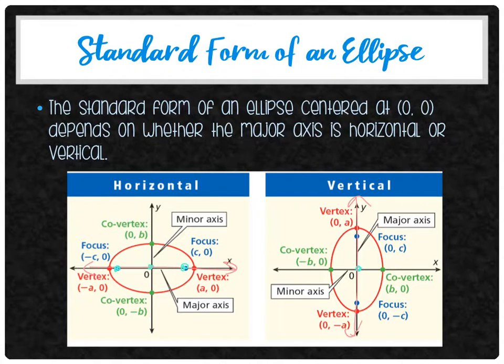And notice that on the vertical one, the foci are now here. These are called your vertex or vertices, and these are your co-vertices. So the foci are always going to be on the major axis? Correct.